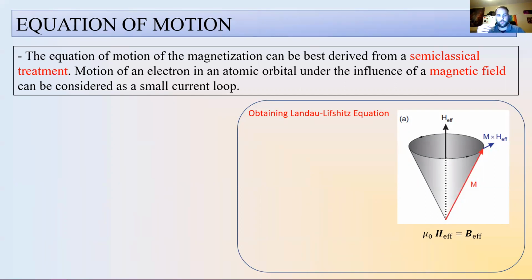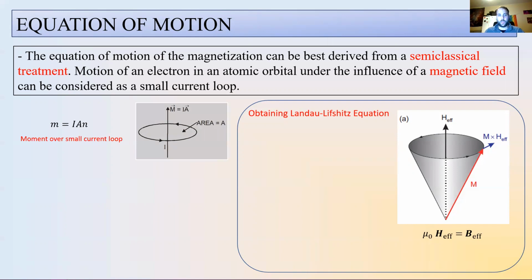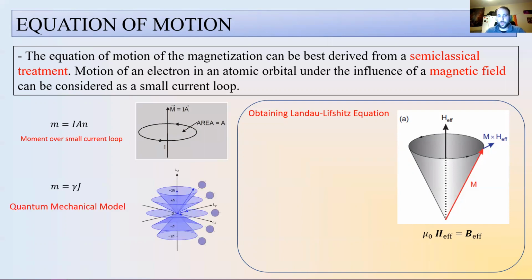It means that we are to accept that the motion of an electron in an atomic orbital under the influence of a magnetic field can be considered as a small current loop, and the total angular momentum is quantized according to the quantum mechanical model, where m is given by this, which is equal to the gyromagnetic ratio times our total angular momentum vector g, and the gyromagnetic ratio is given by this.